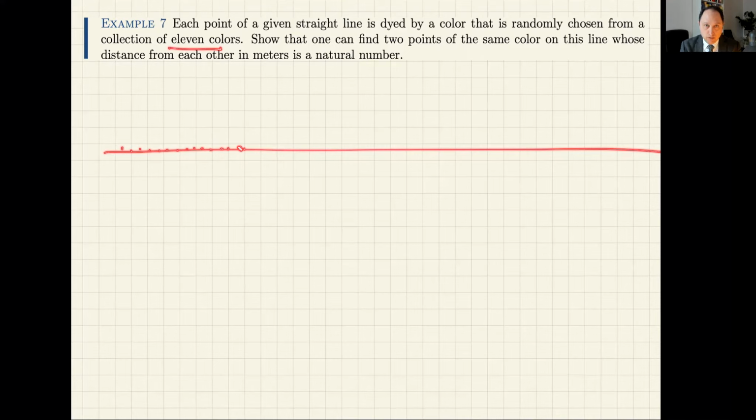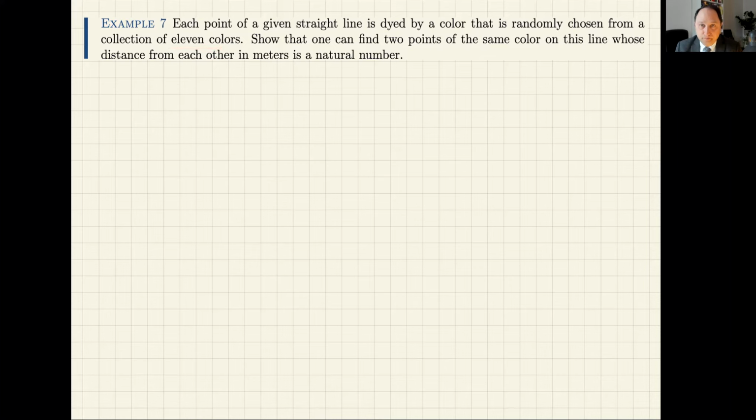2 meters, 1 meter, 3 meters, 10 meters, 1,000 meters, we don't know. But we want to guarantee that there are 2 points of the same color whose distance to each other is a natural number if this distance is expressed in meters. And there is nothing specific about meters. This can be kilometers, centimeters, all of them. We can just cook up an argument with yards, feet, or any other length unit instead of meters.